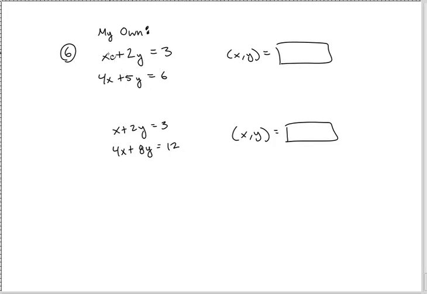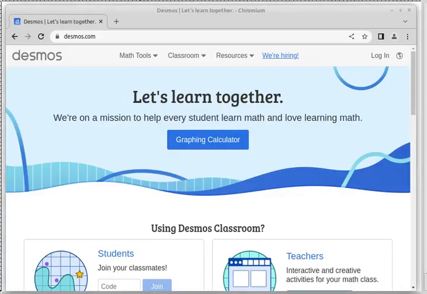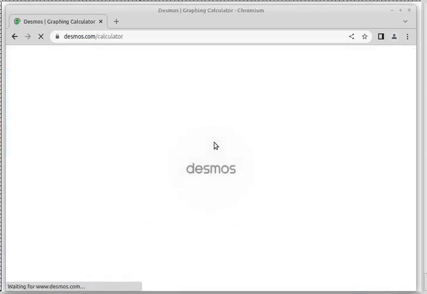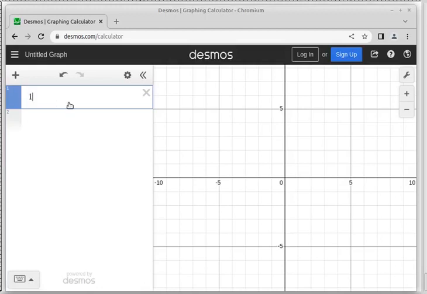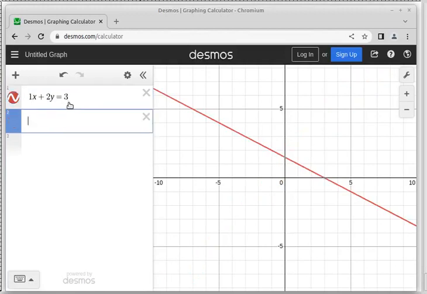I'm not very creative. This is just 1, 2, 3, 4, 5, 6. 1, 2, 3, 4, 8, 12. I want to show you how this works and what it looks like, and maybe I'll try some other variations when I'm here. So let's try this stuff out. I'm not going to come back to this probably. I'm just going to show you. So here we go, Desmos. I'm going to click on Desmos Graphing Calculator, and I'm going to type in my very unoriginal equations. So 1x plus 2y equals 3, and 4x plus 5y equals 6.